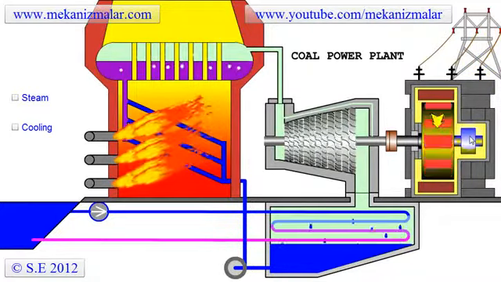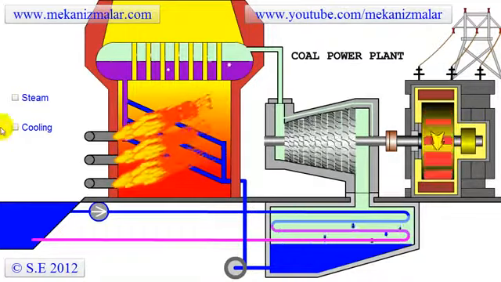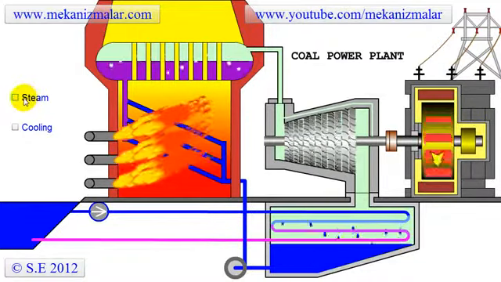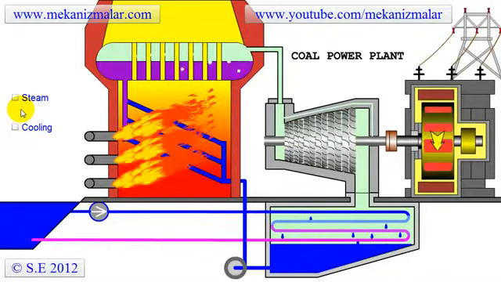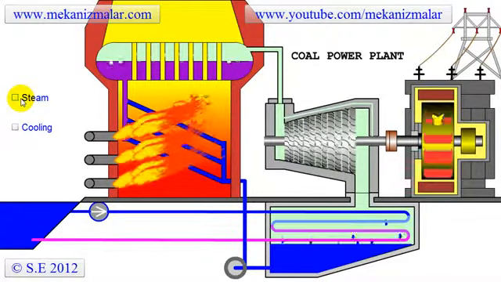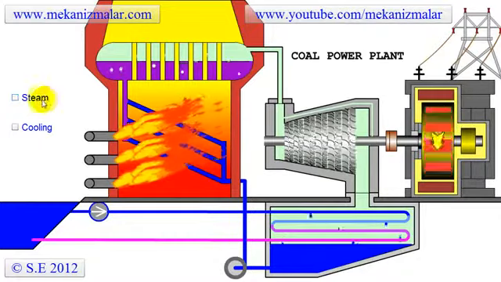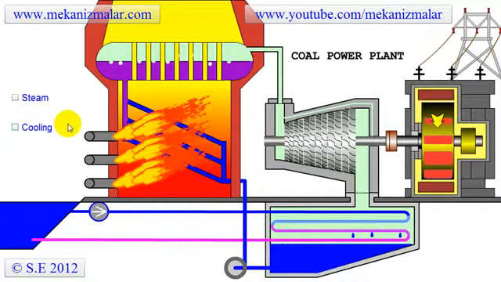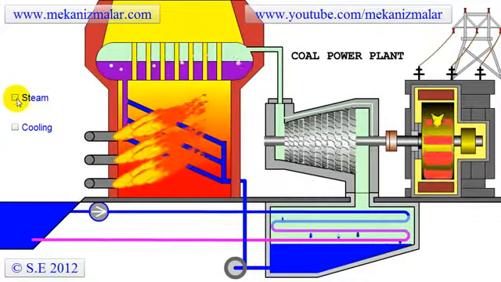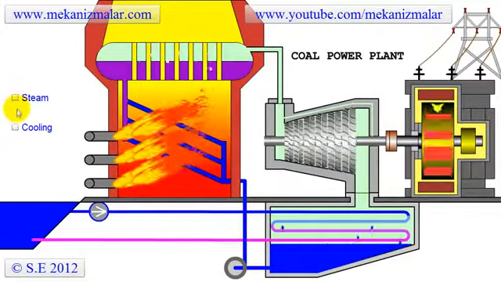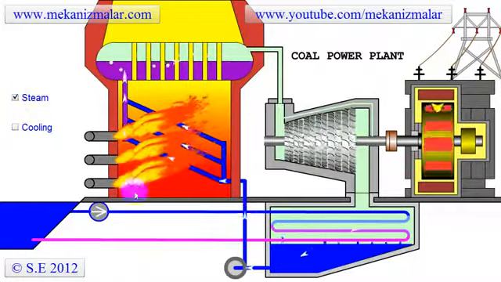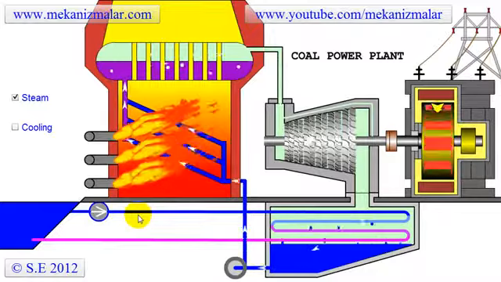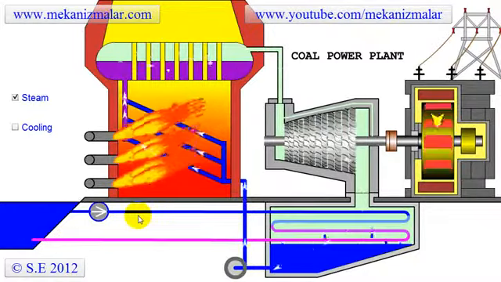There are two major water cycles in any power plant, whether it is a coal, nuclear, or a gas power plant. The first is the closed-loop power-producing water cycle, which we call the steam cycle. The second is the open-loop cooling water cycle. No thermal power plant can operate without these two cycles. Let's begin by describing the closed-loop power cycle, or the steam cycle, starting from the furnace.